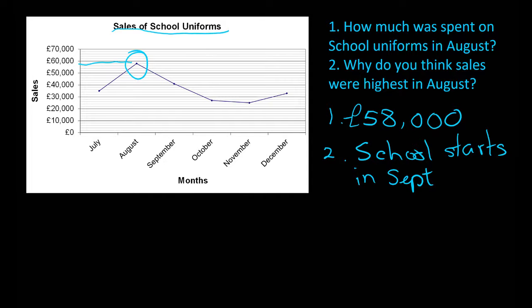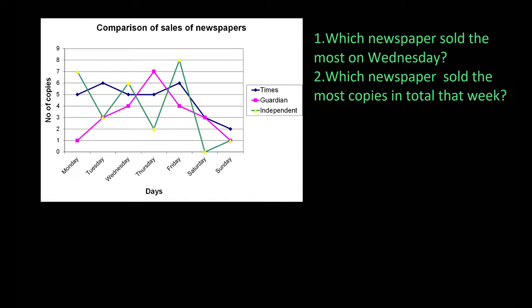Let's look at another example. So this time, our first question says, which newspaper sold the most on Wednesday? We've got a more complex line graph here, 3 lines. We're looking for Wednesday, this group here, and basically we're just looking for which one has the highest point there. That would be this point here. If we look over here on the key, we can see that that relates to the Independent. So the answer for 1 is the Independent.